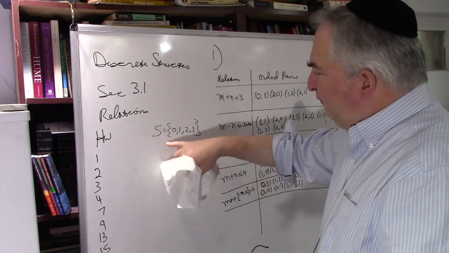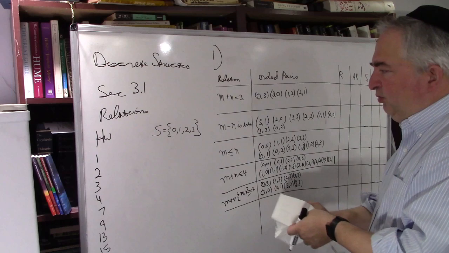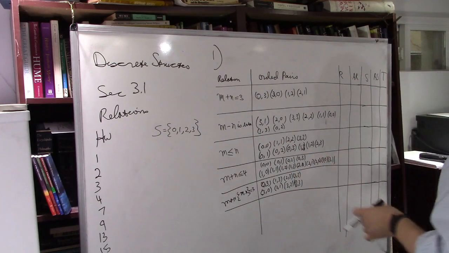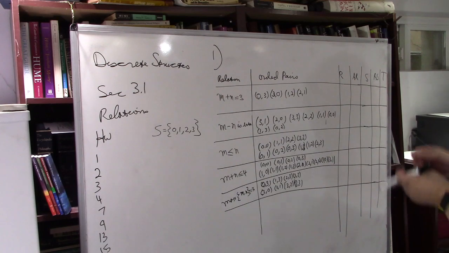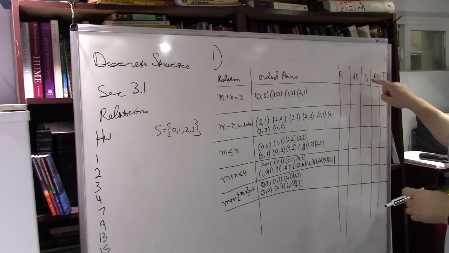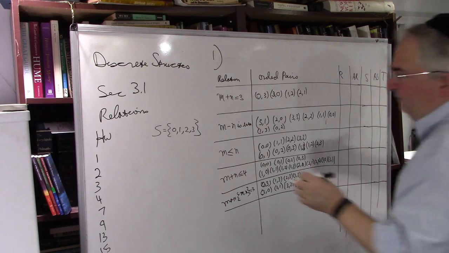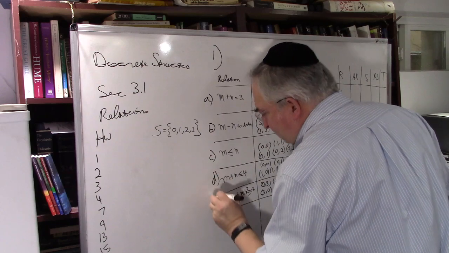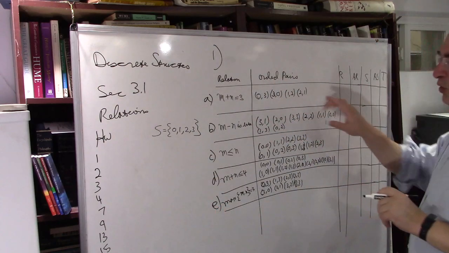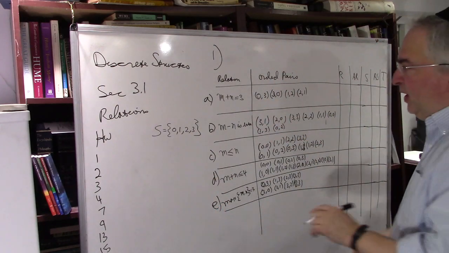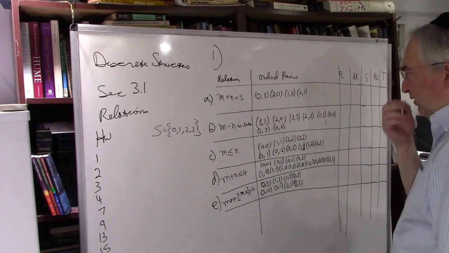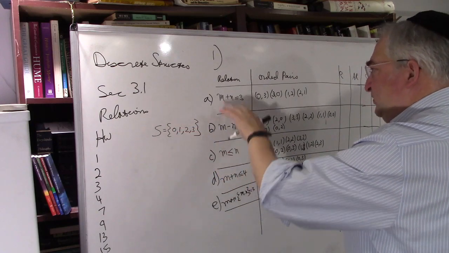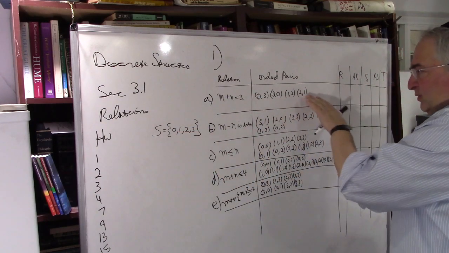It starts off with a set {0, 1, 2, 3}, and it has five different relations on this set. It asks whether these relations are reflexive, anti-reflexive, symmetric, anti-symmetric, and transitive. I put up what the ordered pairs are. So the first relation is m plus n is equal to 3. For what m and n do you have m plus n equal to 3? The answer is these pairs.